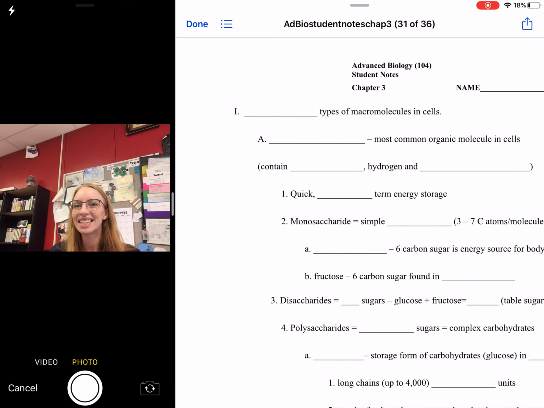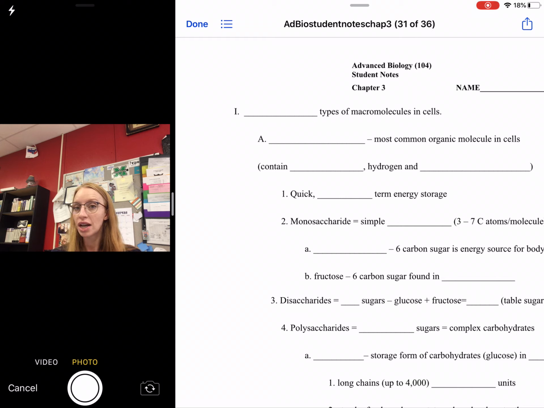All right, guys, in today's lesson, we're going to do Chapter 3 student notes, and we're going to talk about the 4 types of macromolecules found in cells. Those are your carbohydrates, your proteins, your lipids, and your nucleic acids. And each one of those types will have its own video, so there'll be 4 parts to these notes.